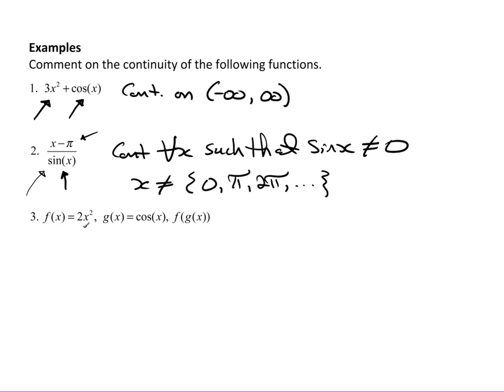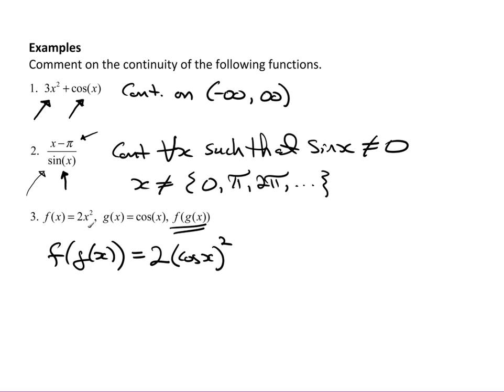Now, let f of x equal 2x squared, g of x equal cosine of x, and I want to consider the composite function f of g of x. Well, first of all, f of g of x equals 2 times, where there used to be an x, I'm putting in g of x, which is cosine. So that's going to be 2 times cosine of x squared.